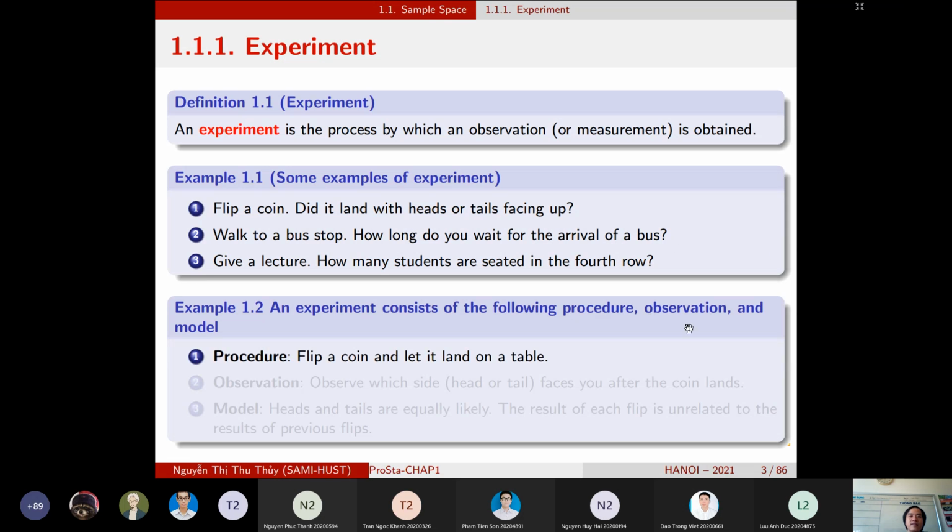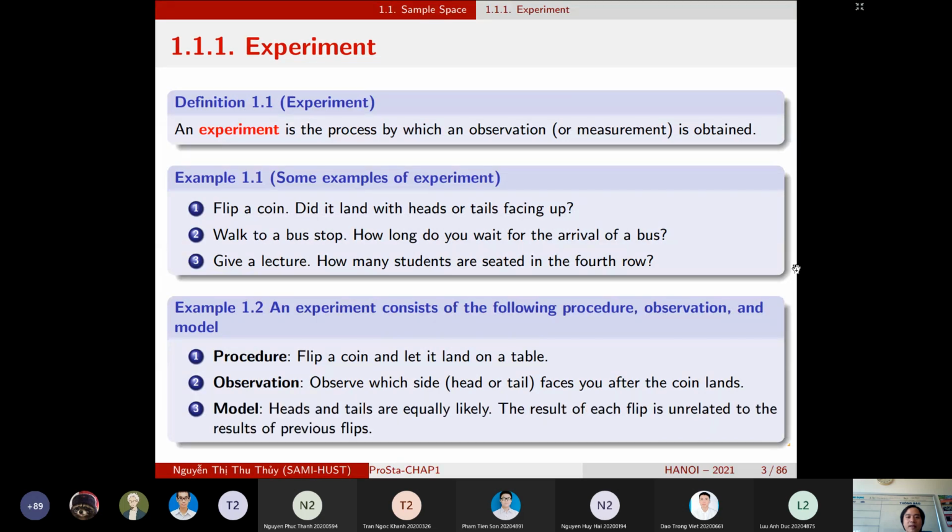So we consider the procedure, and we observe the procedure, and then we can measure it. Okay, so for our procedure, we consider flip a coin and let it land on a table. Observe which side, head or tail, is facing up, and the result can be head or tail.